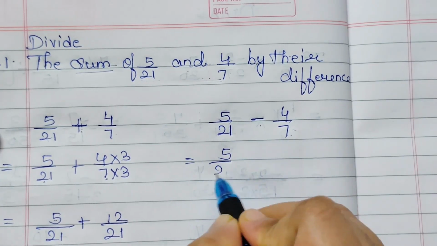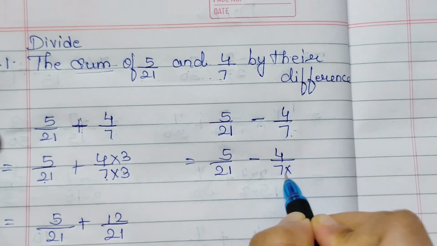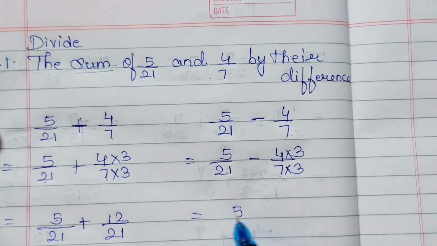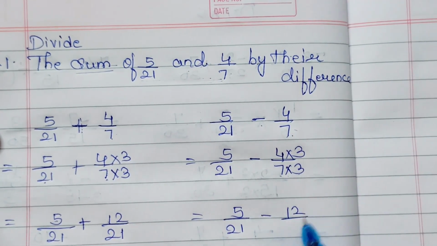So same thing I will do. I will multiply by 3 over here. So I will get 21. So up also I will multiply by 3. So what I get? 5 upon 21 minus 12 upon 21.